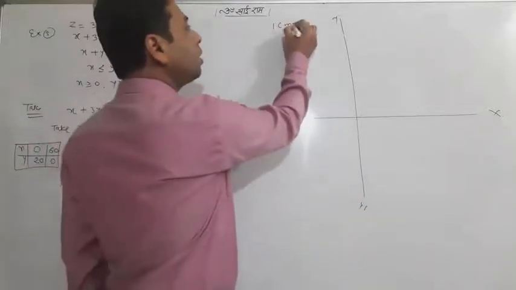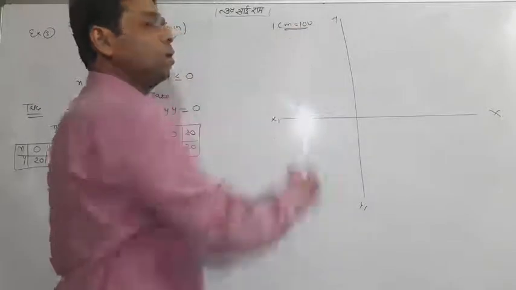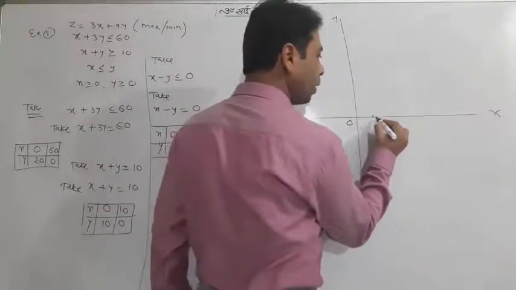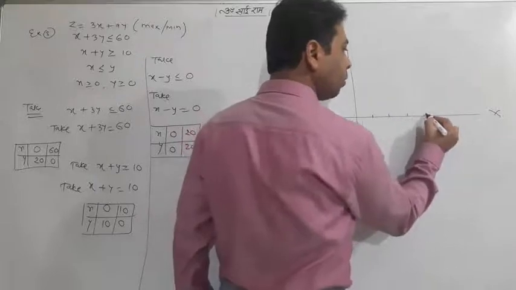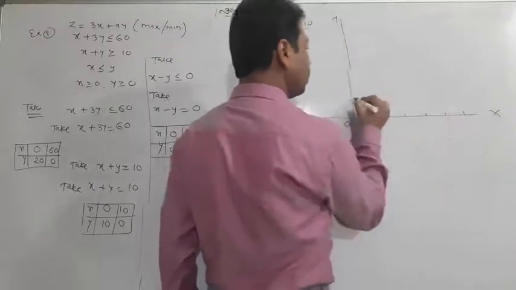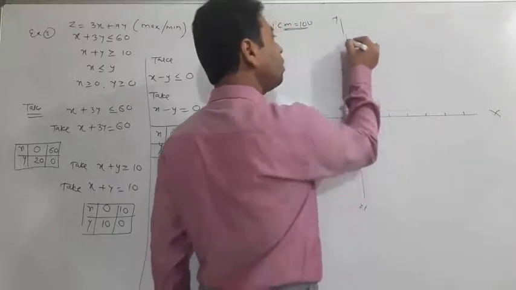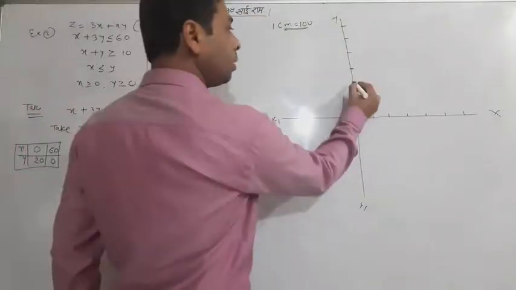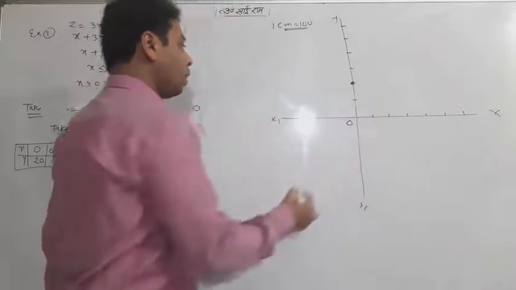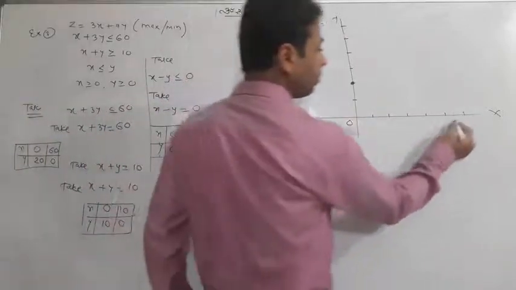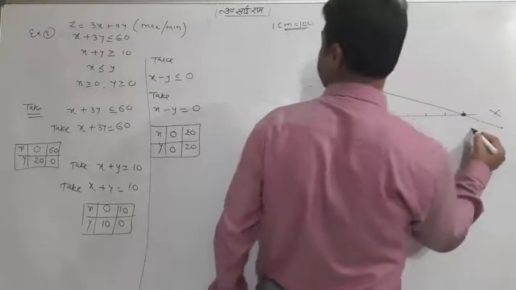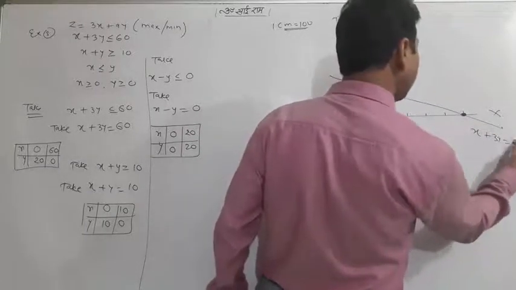Take 1 centimeter equal to 10 units on both the axes, and then I'll go with 10, 20, 30, 40, 50 and 60. Now (0, 20) is here and (60, 0) is here, and I'll make the line like that. This is my first line, x plus 3y equal to 60.